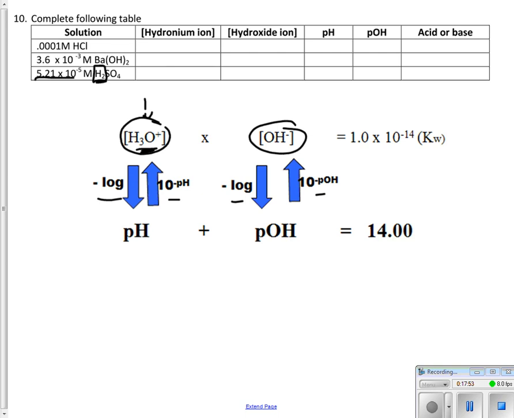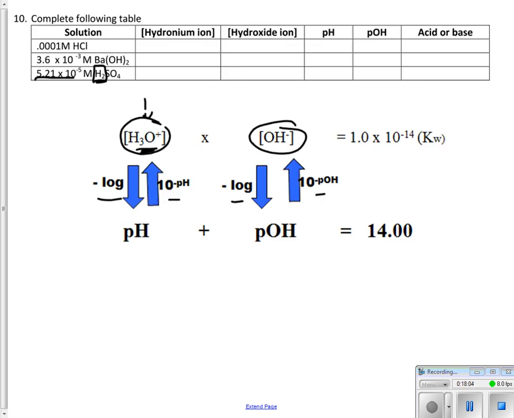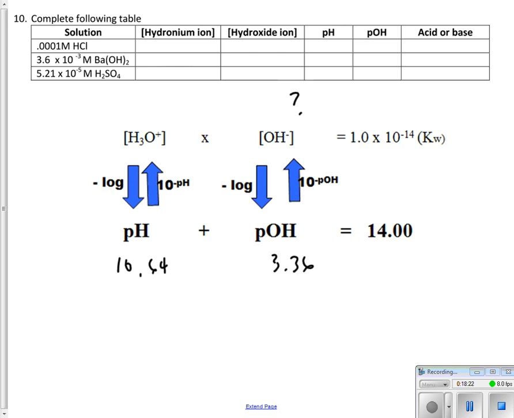That, I can just use pH land to convert. So if I have 10.64 and I need to get here, all I do is take 14 minus 10.64, which is 3.36. Then I'm going to go 10 to the negative 3.36. And ultimately I'm going to get 4.4 times 10 to the negative 4th, because of the 2 decimal places, right?